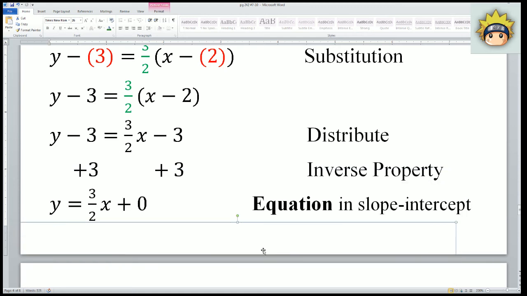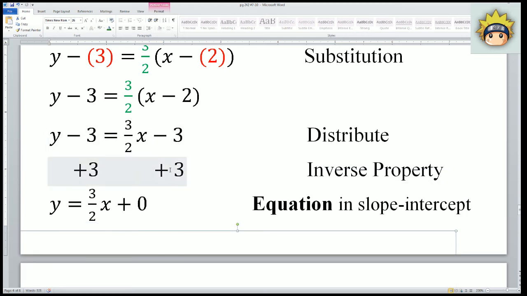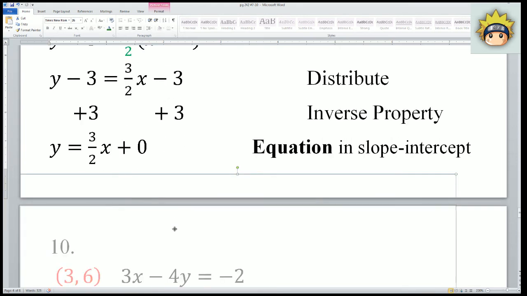Add 3 to both sides, right? Negative 3 plus 3, that becomes 0. So y is equal to 3 over 2x plus 0 in slope-intercept form.